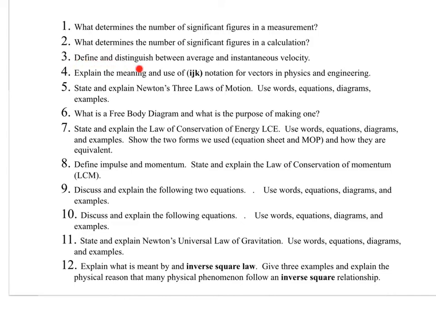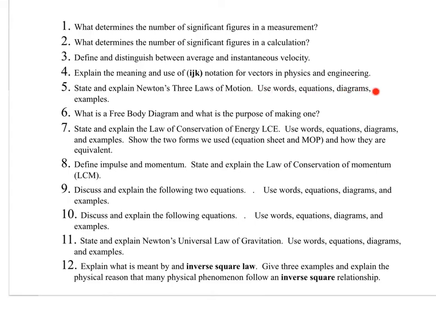Question 4 asks you to explain the i, j, k notation for vectors. So these, i, j, and k, are unit vectors. That means they have a length of 1, and i points along the x-axis, j along the y, and k along the z-axis. They're called unit vectors because they have a length of 1, and they specify a direction.